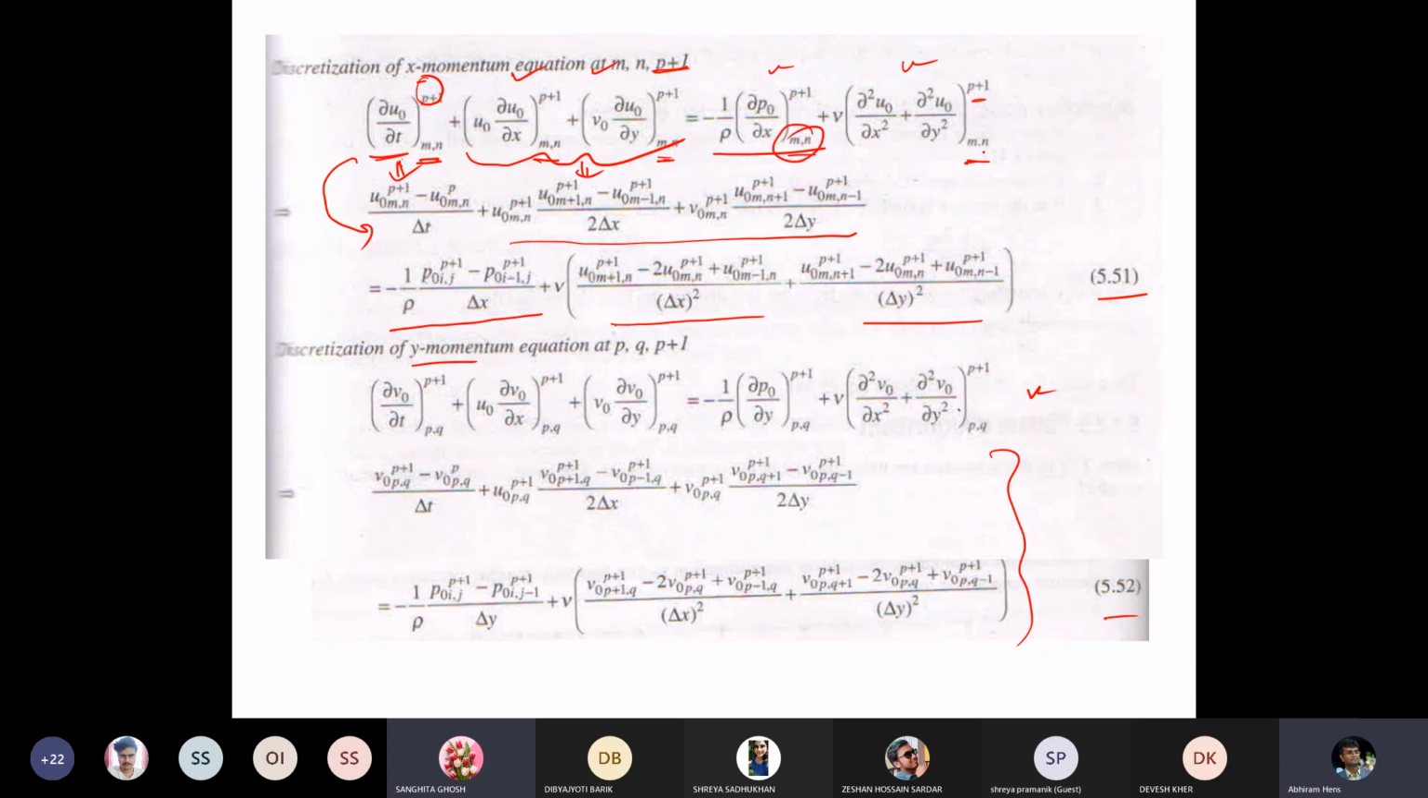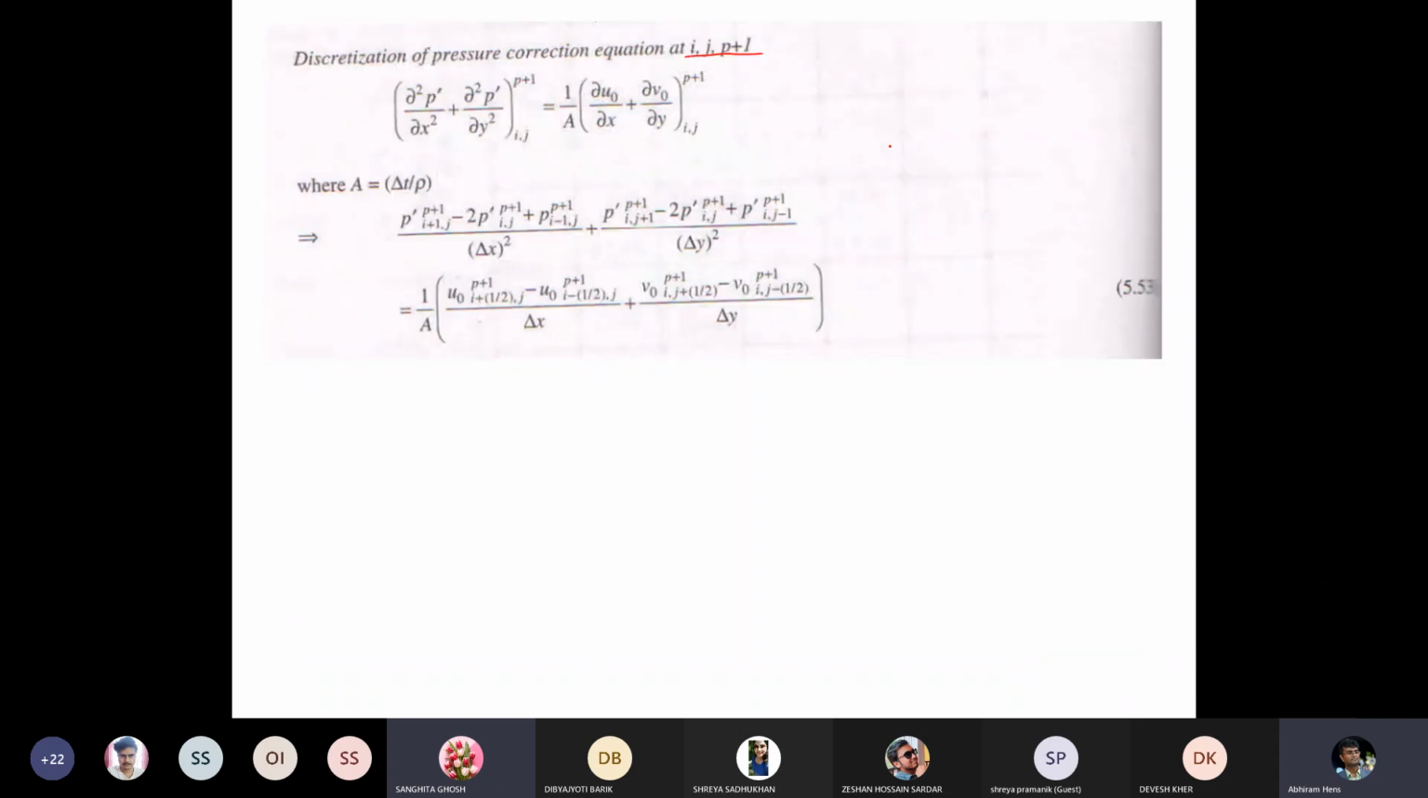And the third equation that we need to solve is in the form of the pressure correction equation. As I told you, we will not solve the continuity equation directly, but indirectly in the form of the pressure correction equation. How this pressure correction equation comes about, we have already seen. This we also need to solve at i, j and the p plus 1 value. Note that the m, n position is different from the i, j position. The i, j position is basically the center position, and m, n denotes this face and this face, where your velocity will be stored.